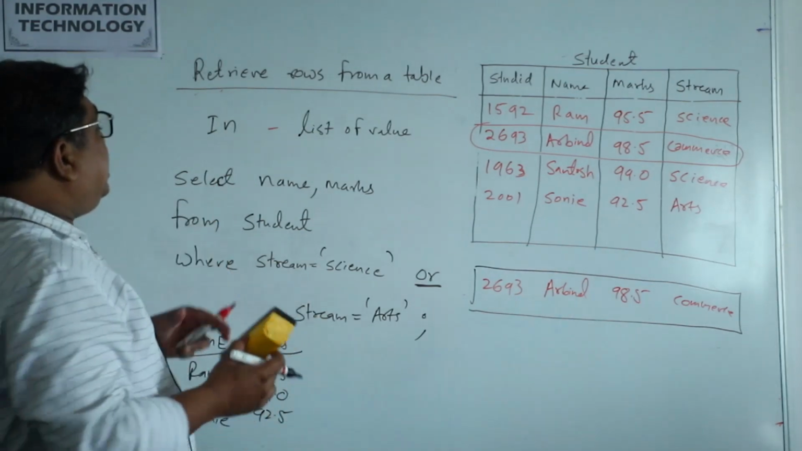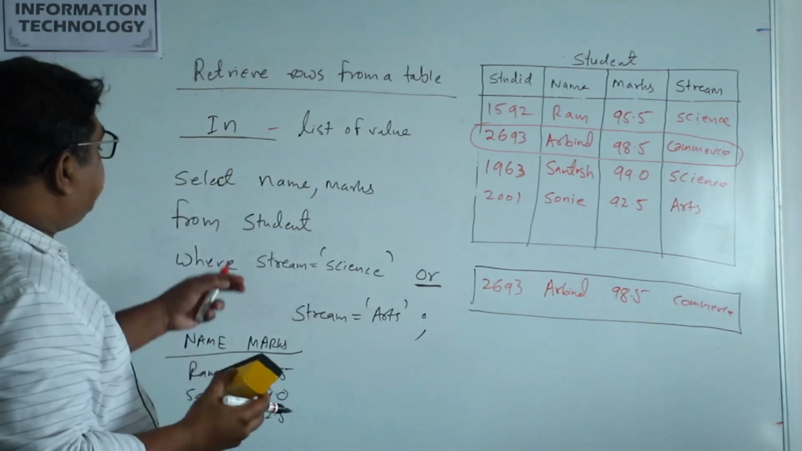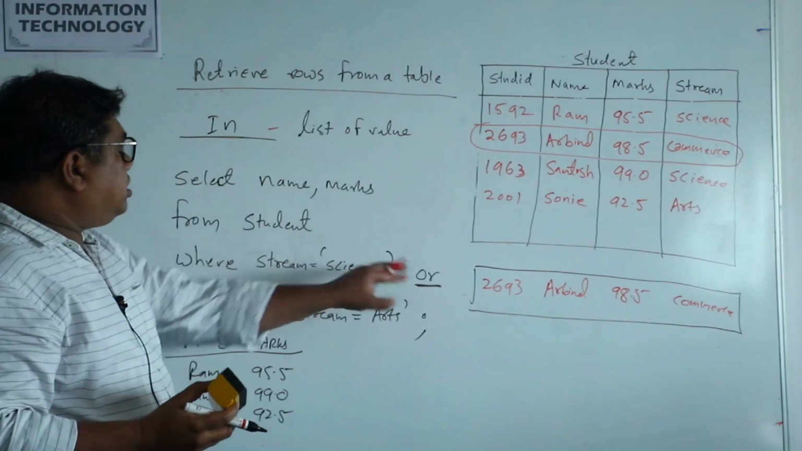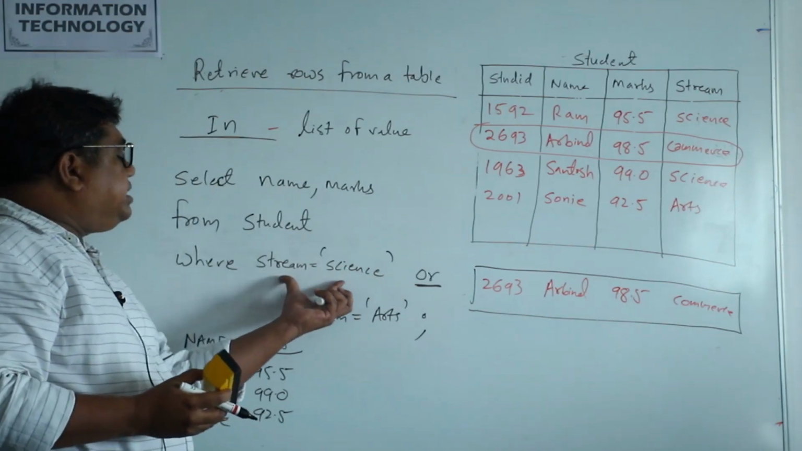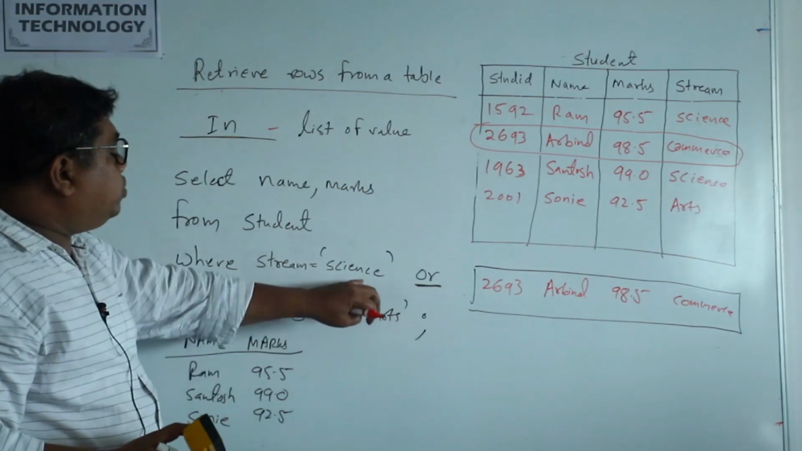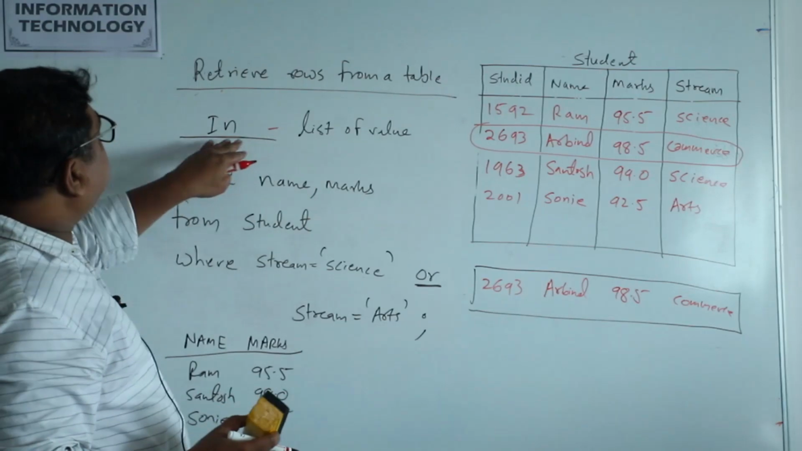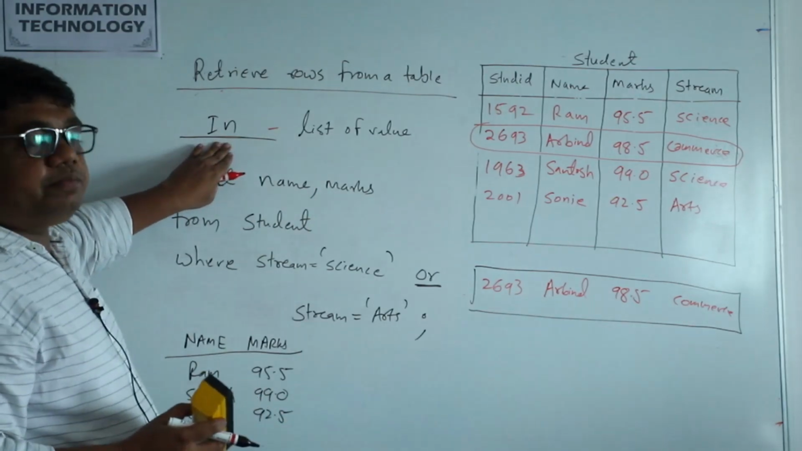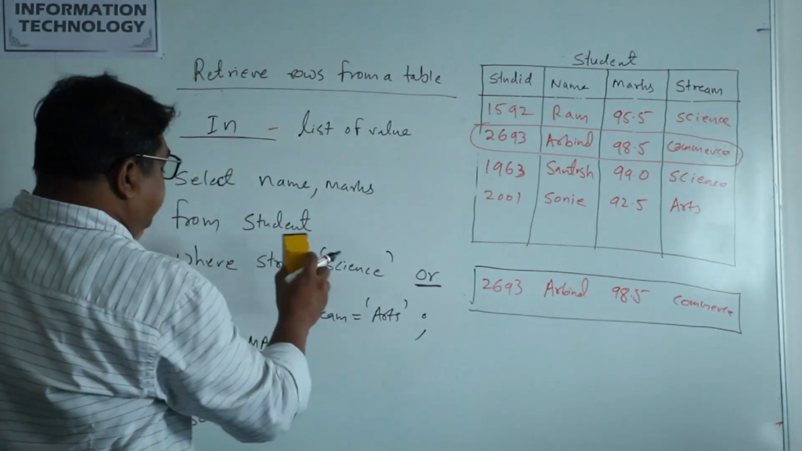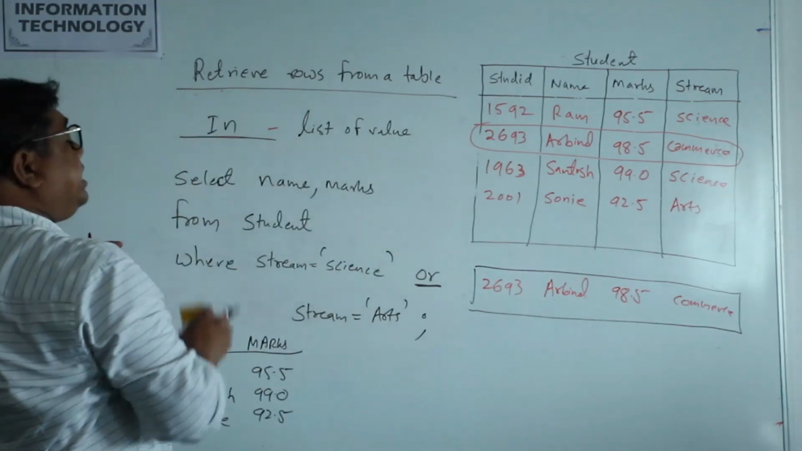So we can write the statement using or, that is either stream is science or stream is arts. I have a list of values, two values for the same column. This can be replaced using the operator in. How will I write it? I just make a change here. We can also write it in this way, using in.